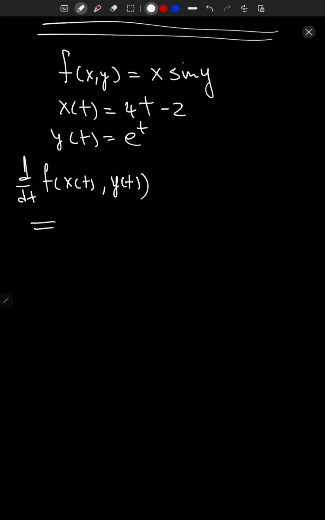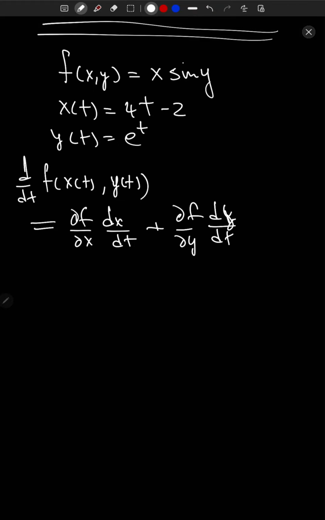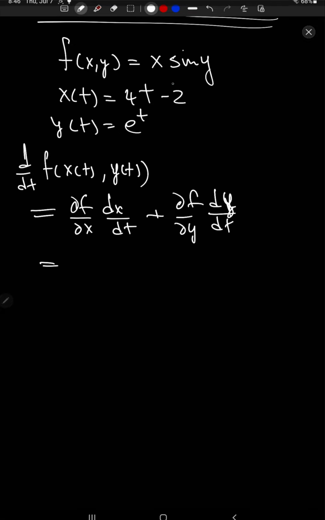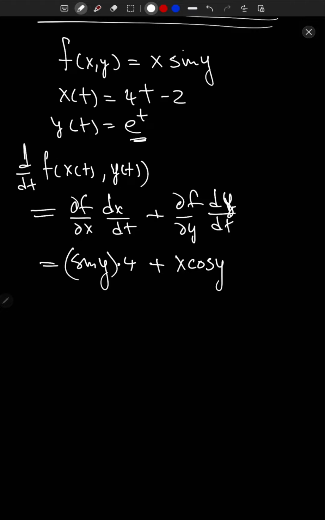So let me just do this kind of the quick way, right? Let me write out the chain rule. So this is df/dx, dx/dt, plus df/dy, dy/dt. And so df/dx is sine y. dx/dt is the derivative of 4t minus 2, which is just 4. Let me put parentheses there. Plus df/dy is going to be x cos y. dy/dt is just e to the t.